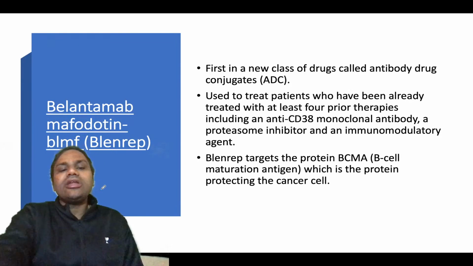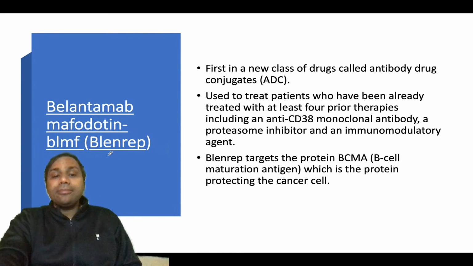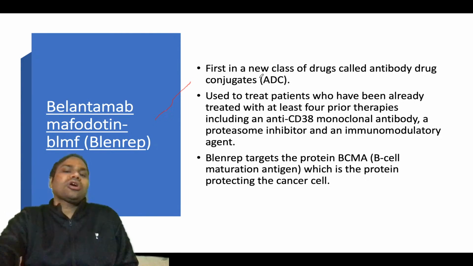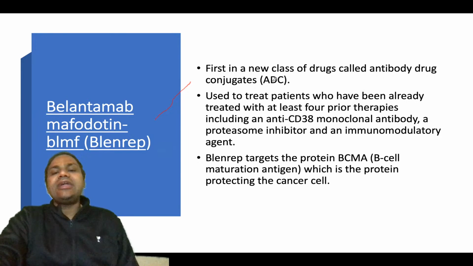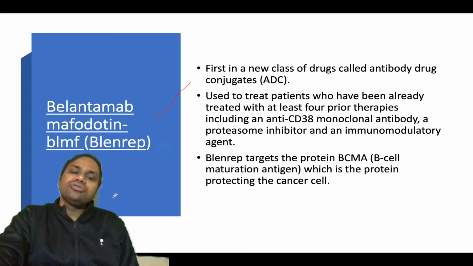Then you have another very important new drug, Blenrep, that is belantamab mafodotin. The important point is that it is the first in a new class of drug called antibody drug conjugate, ADC. It is used to treat patients who have already been treated with at least 4 prior therapies, including an anti-CD38 monoclonal antibody, a proteasome inhibitor and immunomodulators. You have given all these drugs but there has been no response, then you use Blenrep.